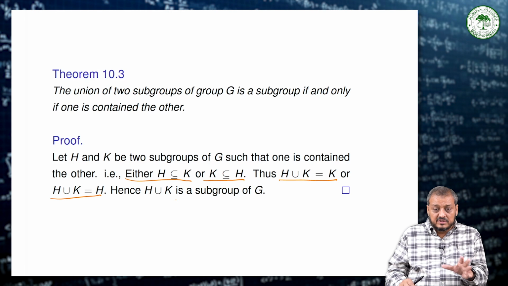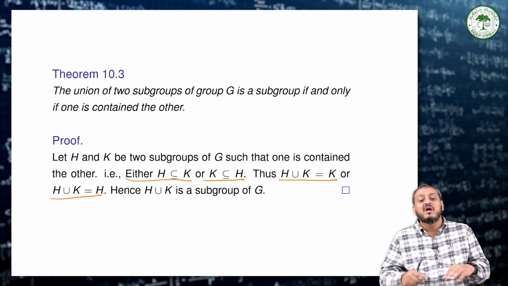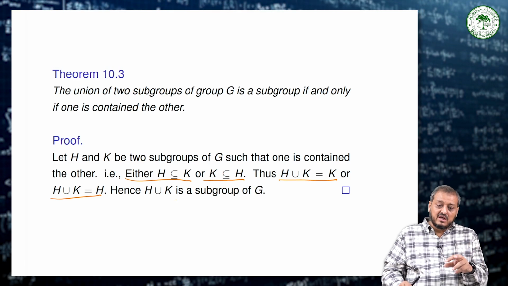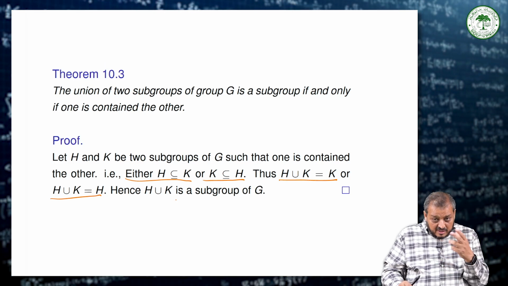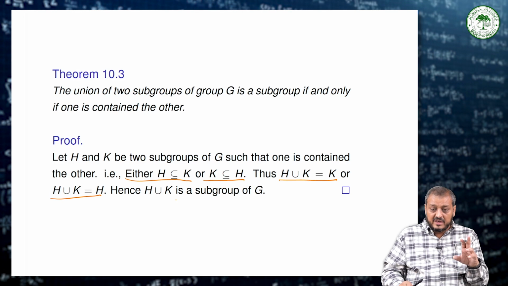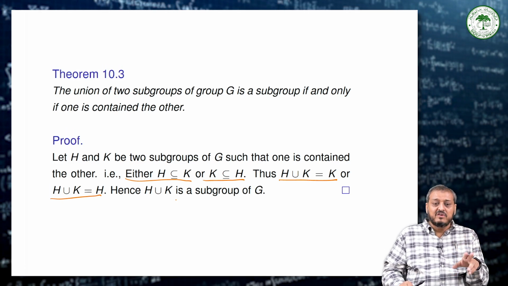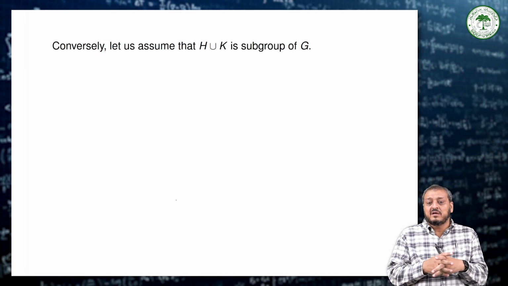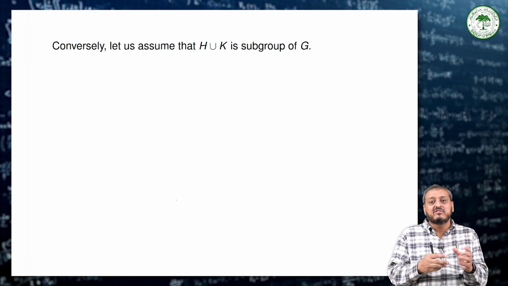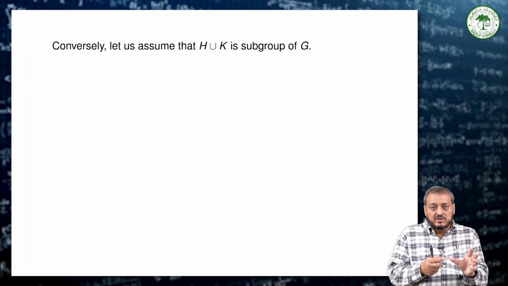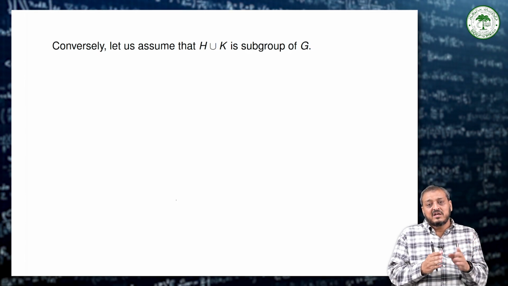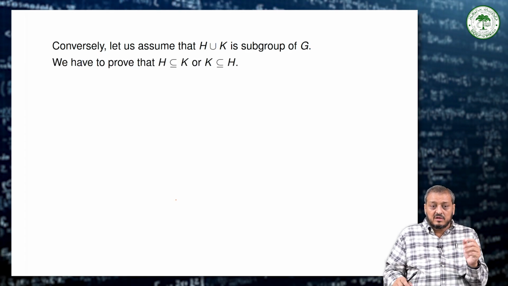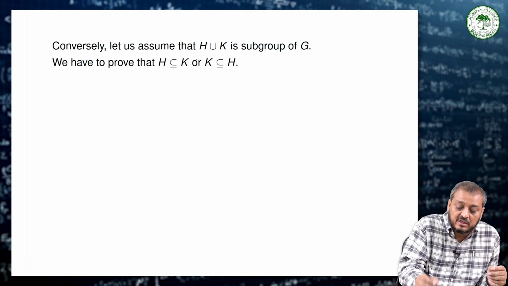Conversely, we have to prove this is a one part. We have H union K. If H union K is a subgroup, we can say one of them contains the other. Now we have to show that H is a subgroup, then we have to show that one of them. So conversely, assume that H union K is a subgroup, then we have to show that if the union is a subgroup, then either H contains K or K contains H. So we have to prove that H contains K or K.